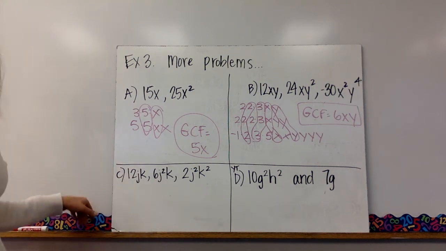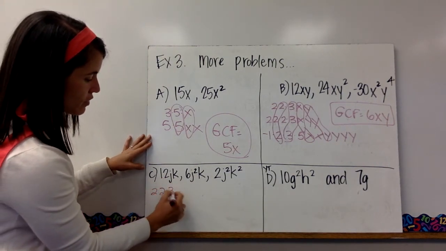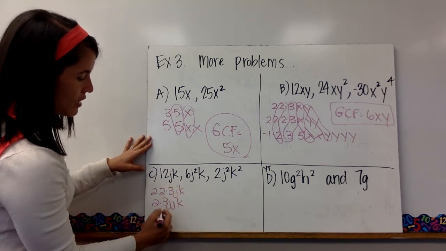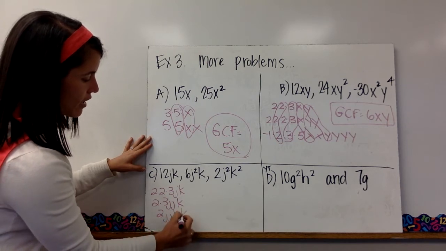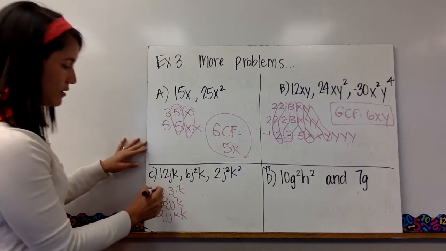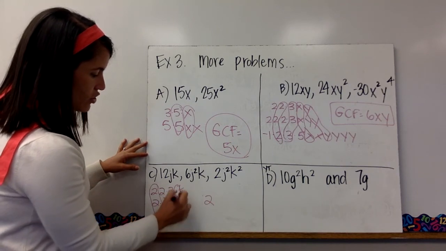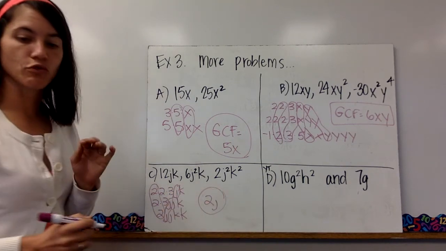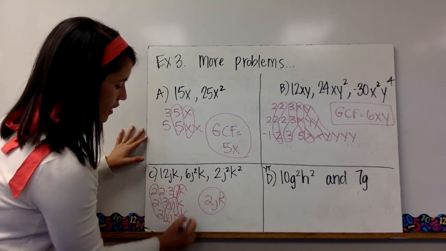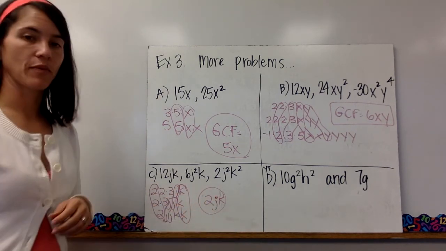All right, letter C. You have 3 terms down here. Prime factorization of 12 is 2 times 2 times 3jk, 2 times 3jjk, and 2jjkk. That sounds funny. When you write the prime factorization and you circle what they have in common, they all have a 2, and then they all have 1 j. So 2j. Oh, and they have a k. They all have a k. So 2jk would be the greatest common factor.